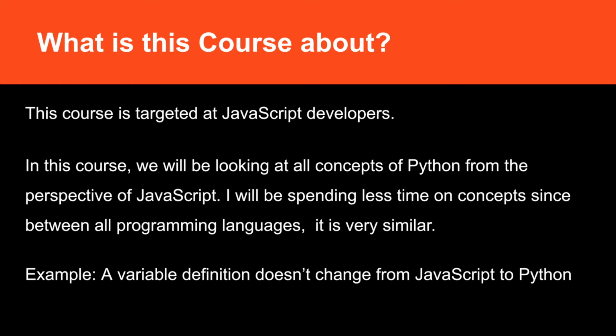For example, a variable definition doesn't change from JavaScript to Python. I will have the exact same definition of a variable if I was using Python or JavaScript or even C#, C++, Objective-C, Swift, whatever. I will be covering a lot more of these languages from different languages' perspectives. So stay tuned on my channel.